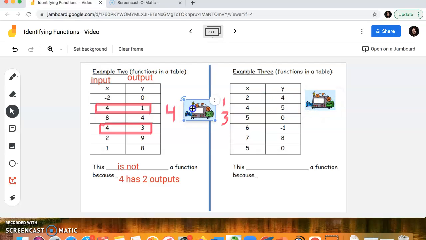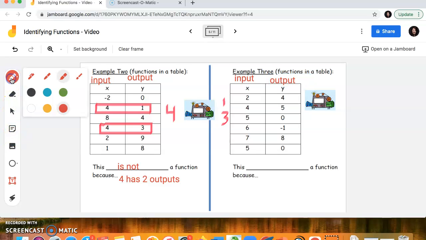Then if you look at the right side, again, your X is your input and your Y is your output. And you're going to notice that there's 2 5s. So there's a 5 here, and it has an output of 0. And there is a 5 here. It also has an output of 0.